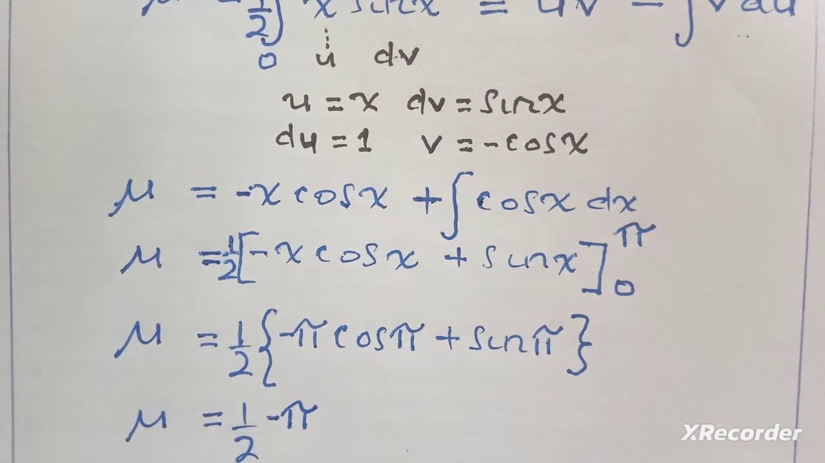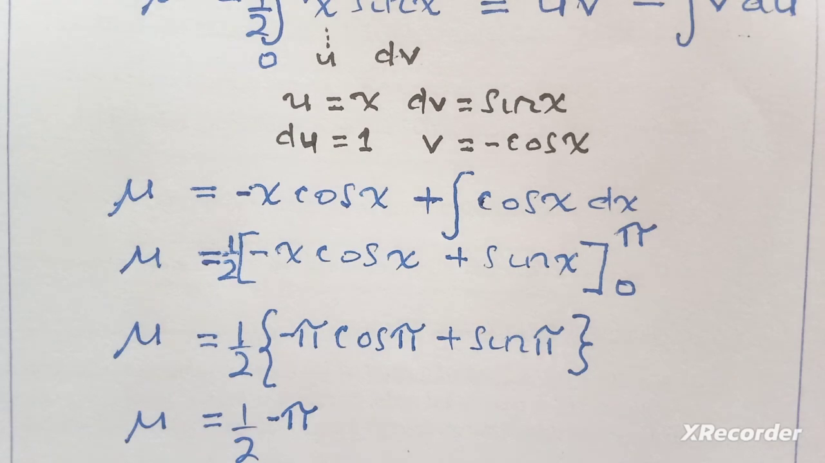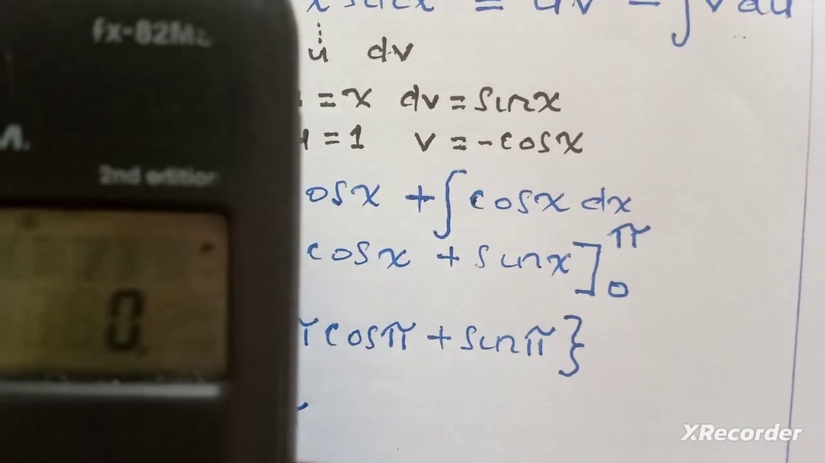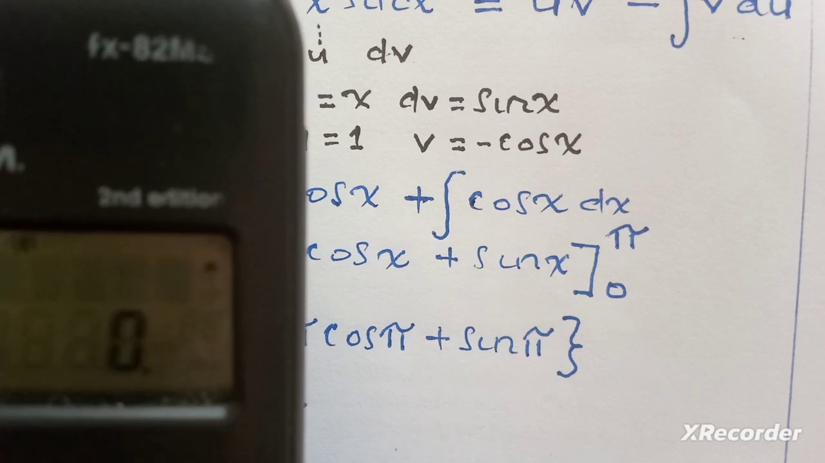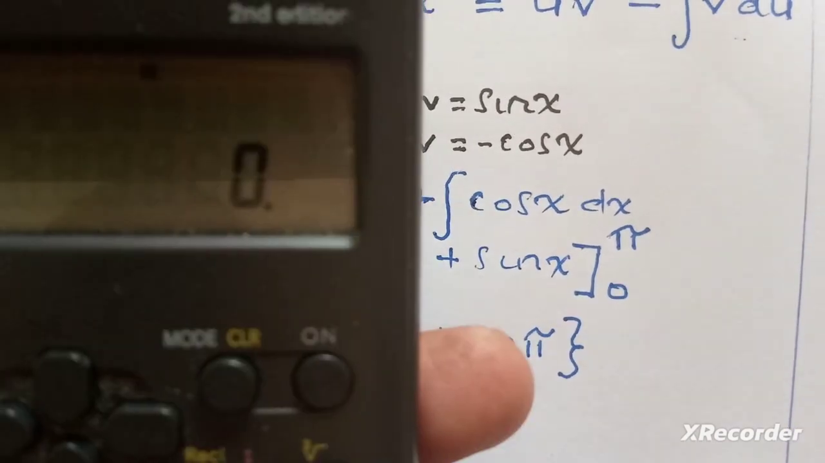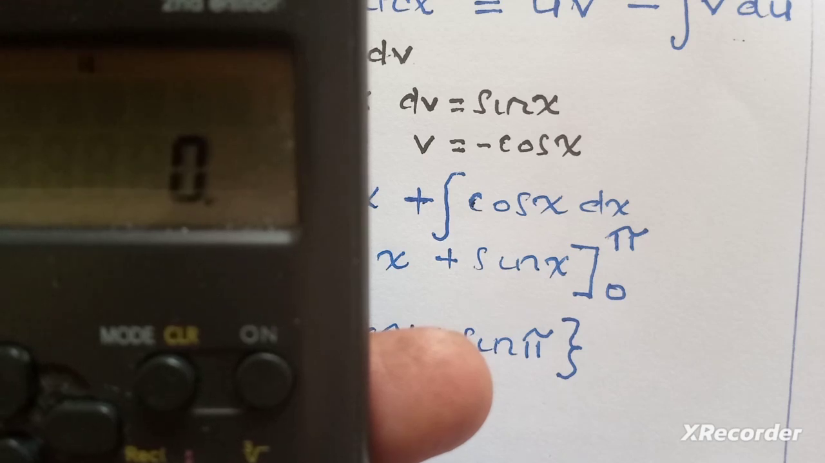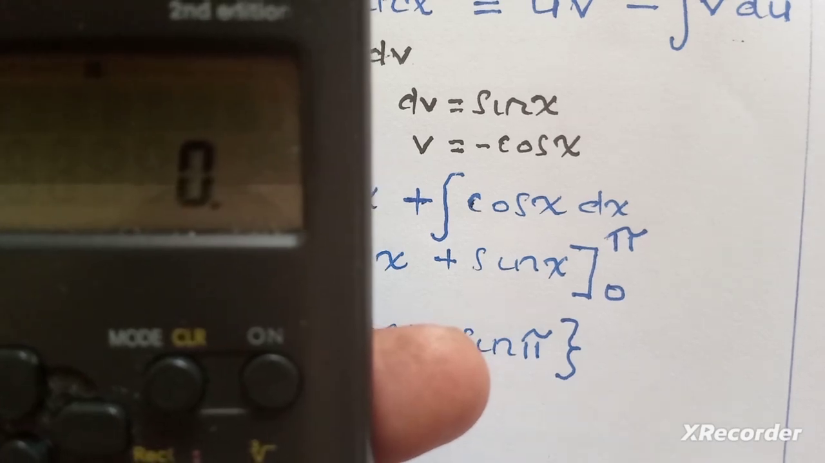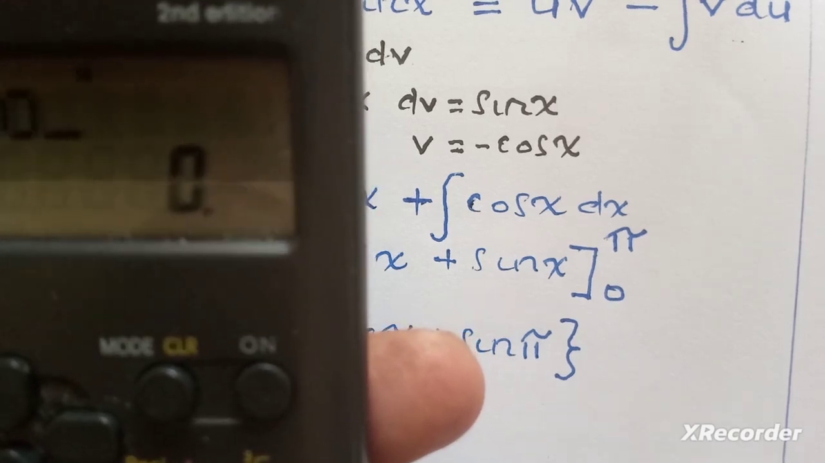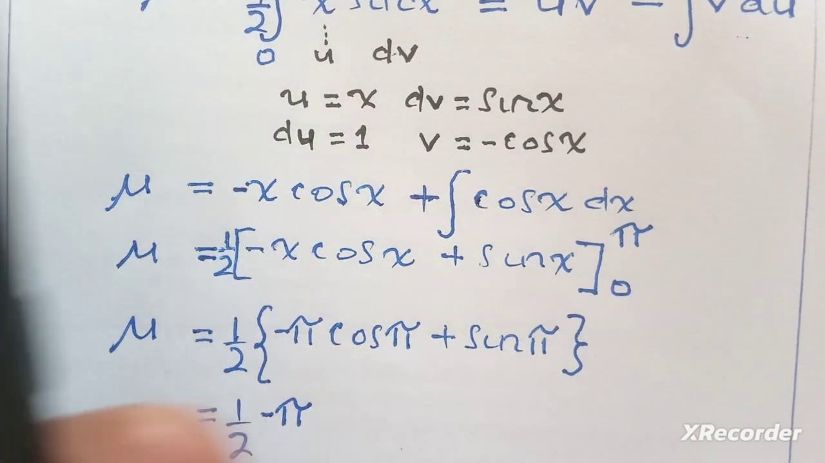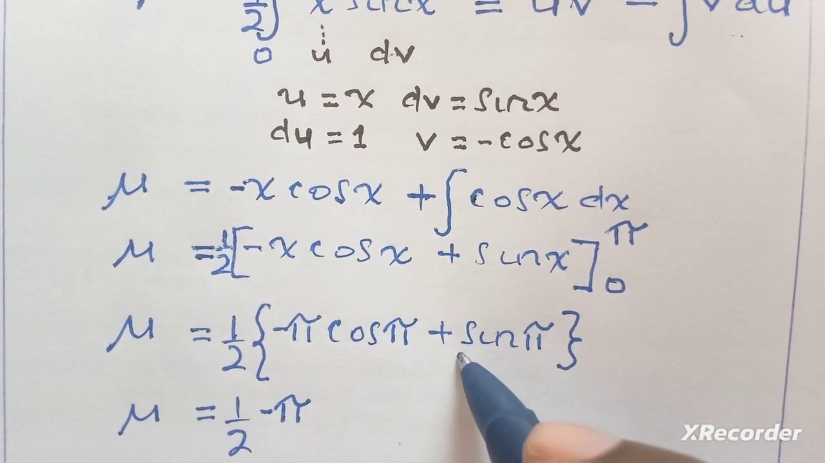We now come and use our calculator to calculate sin pi. For sin pi, that is sin 180. Sin 180 is equal to 0. So this one will be 0.